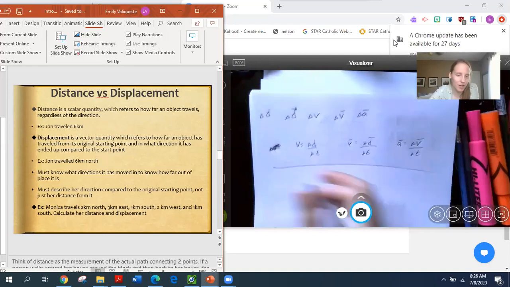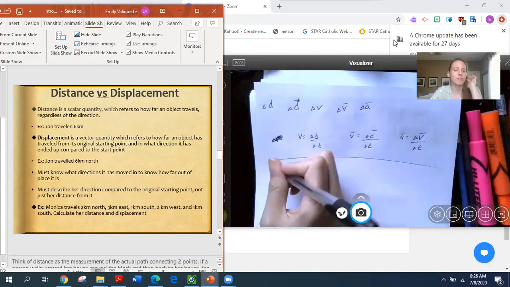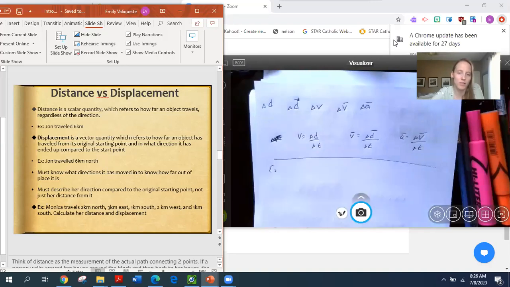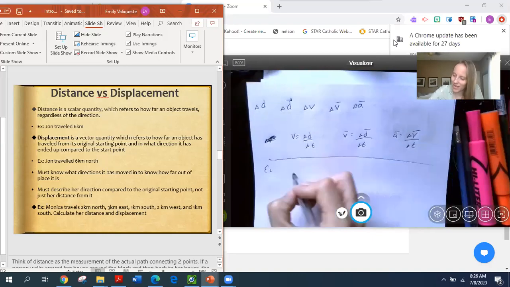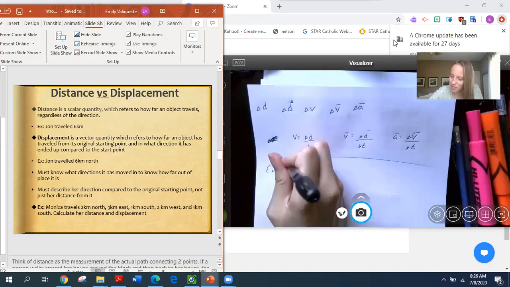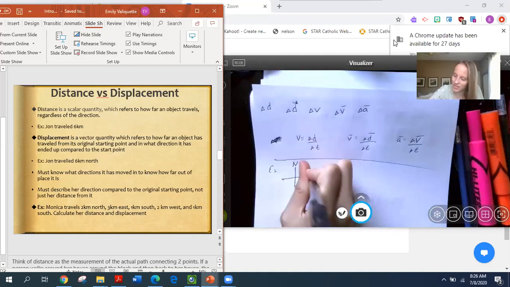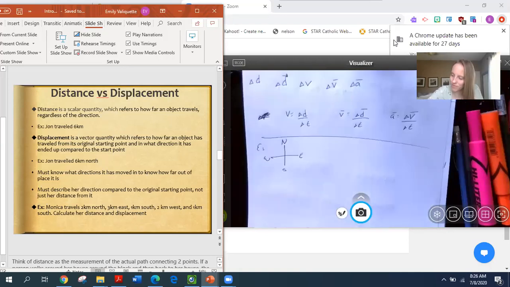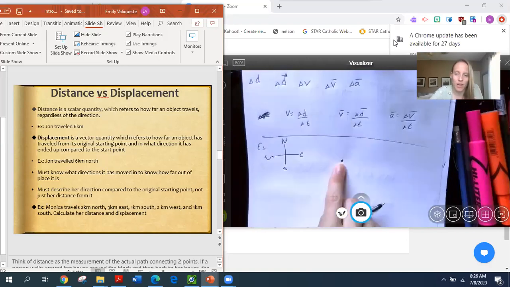The example at the bottom there says Monica travels 2 kilometers north, 3 kilometers east, 1 kilometer south, and 2 kilometers west, and then another kilometer south. So you might, for those of you that don't just have it visualized in your head, want to draw out a quick compass, so north, east, south, west. And then I'm just going to pick a point on the page somewhere. That's going to be the origin. So I draw a point to represent the origin.